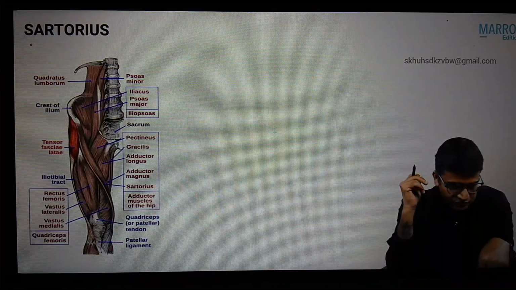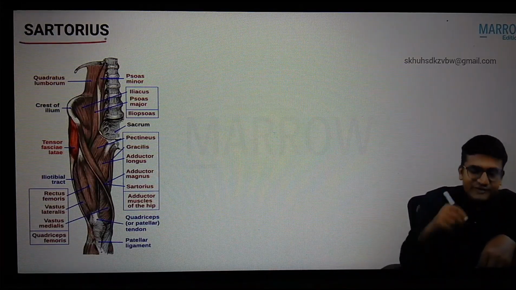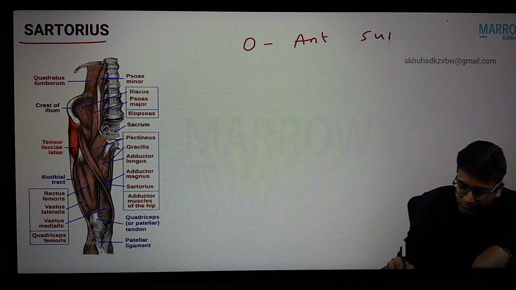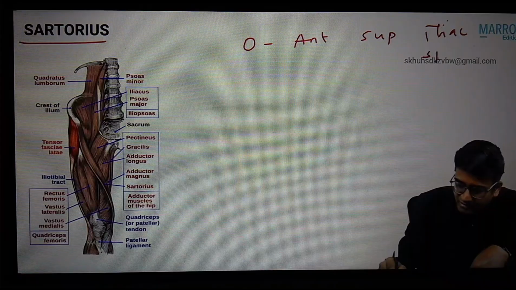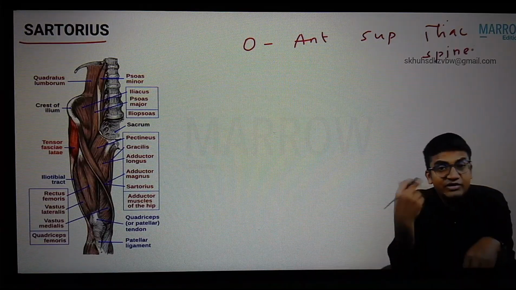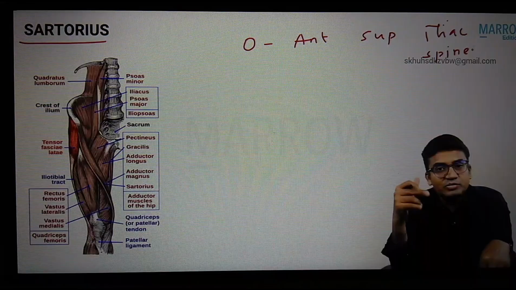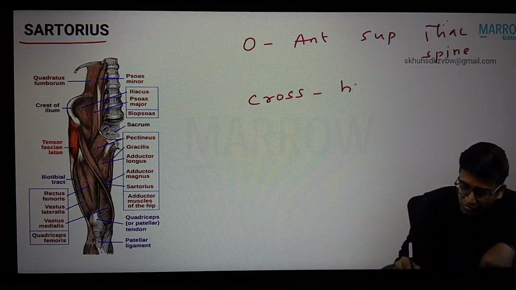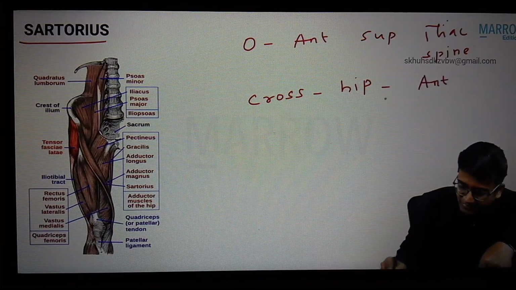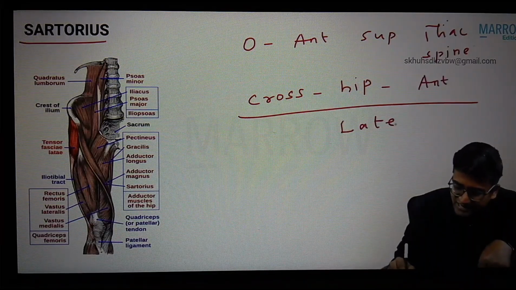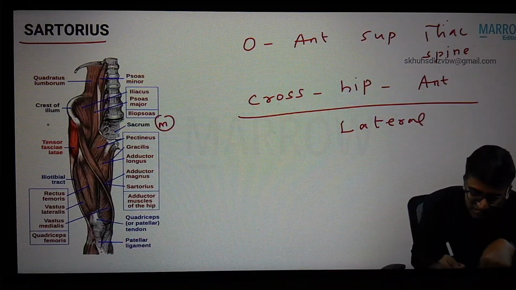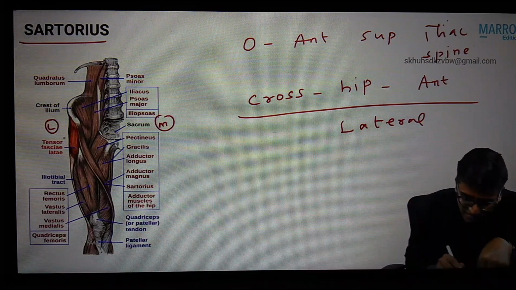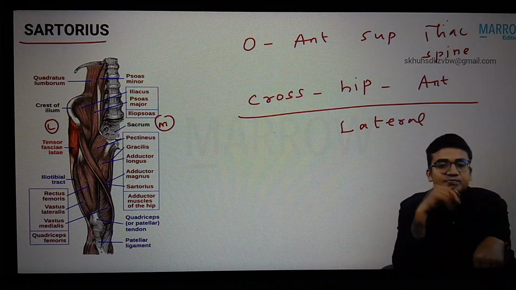Now next, one more muscle we're going to see, that is our sartorius muscle in the front of the thigh. The sartorius muscle originates from the anterior superior iliac spine, while our rectus femoris muscle originates from the anterior inferior iliac spine. After the origin, the sartorius crosses the hip joint anteriorly, and this muscle is present in the lateral aspect. Yes, this is medial and this is lateral. Okay, right.